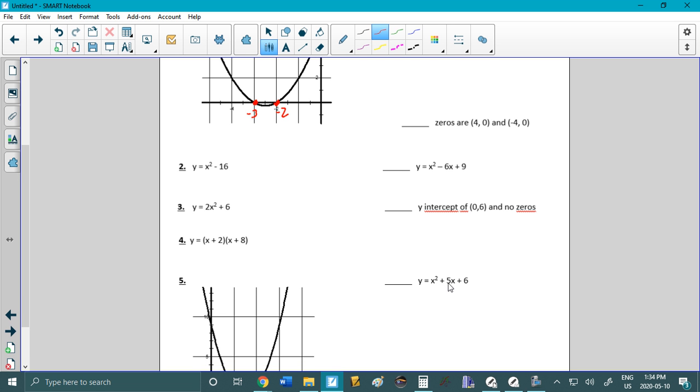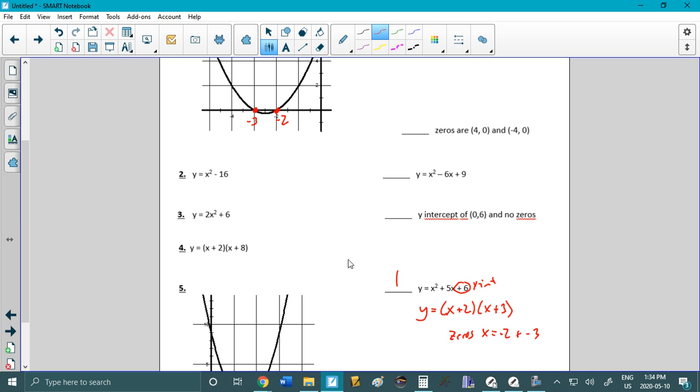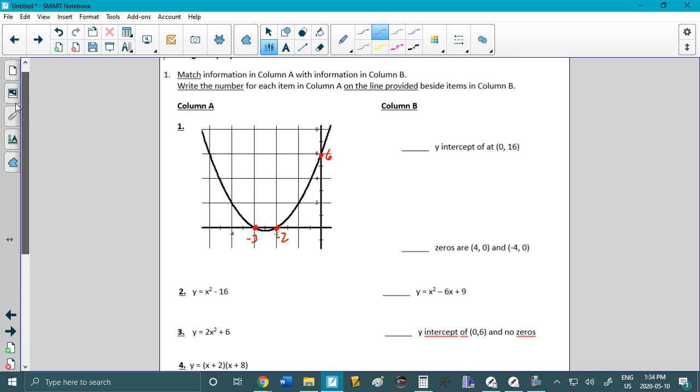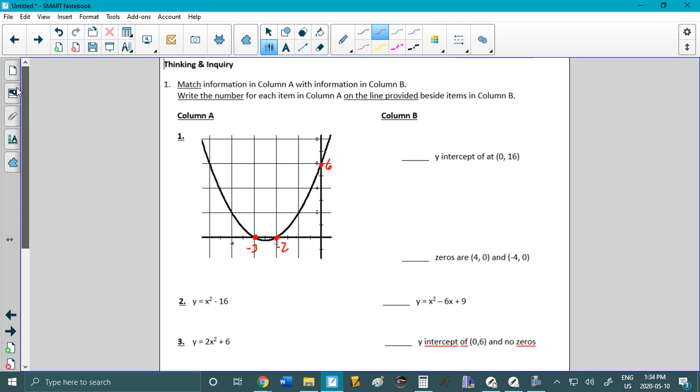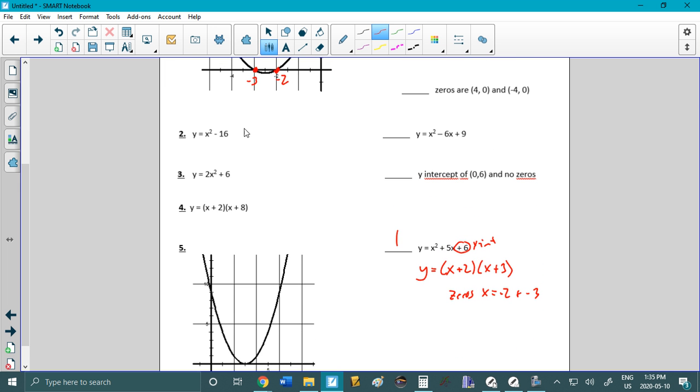X squared plus 5x plus 6. Well, if we factor this, we get x plus 2, x plus 3. So the zeros are x equals negative 2 and negative 3, and the y-intercept is 6. So that checks out, negative 3 and negative 2, and y-intercept of 6. So this one's number 1. And I was asked to write the number. I guess it didn't ask me to explain, but this is my explanation here.